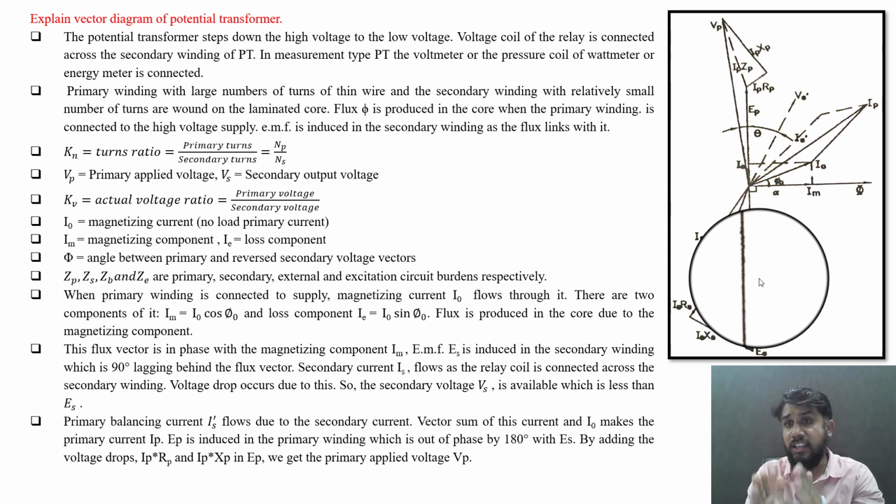So this is the complete vector diagram of the potential transformer. This is the practical diagram. In the case of the ideal diagram, if the voltage vector is reversed, then EP and ES are like this, and VP and VS are like this. Both overlap each other, hence there is no phase shift. So this is how the vector diagram of the potential transformer is understood.